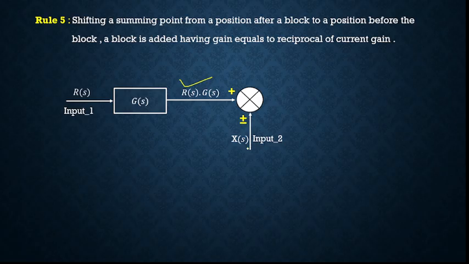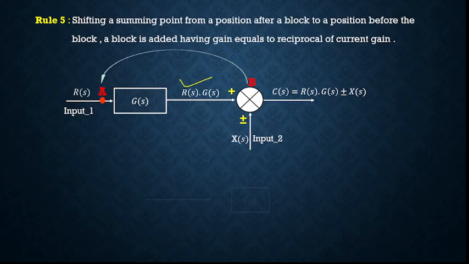And another input is X of S with a sign plus minus. So what is the output here then? C of S is R of S into G of S plus minus X of S. Now what do we want to do? This is the summing point after the system block, and we want to shift this summing point before the block at point A. So this is what we want to do. Let us see how we can do that.